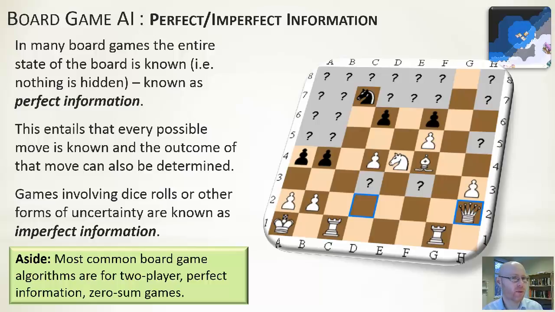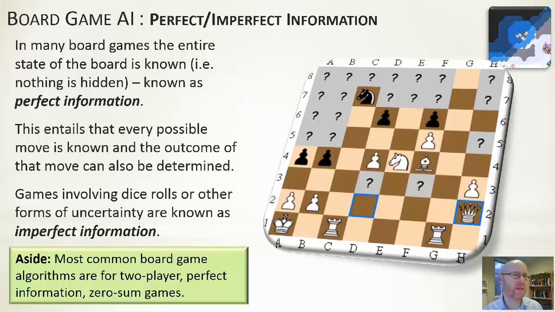So either I don't know what you have in your hand, or a dice roll is involved where the dice may come up with a different number. That's unpredictable. There could be a range of outcomes, so we have imperfect information. Maybe some things we know, some things we don't know. We've got to try to take that into account.